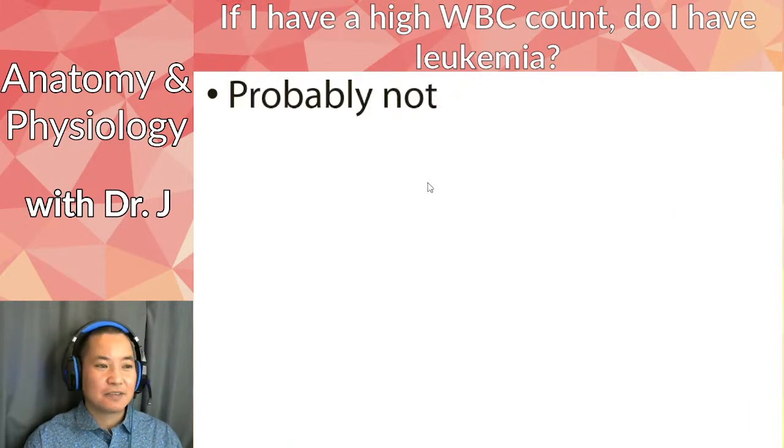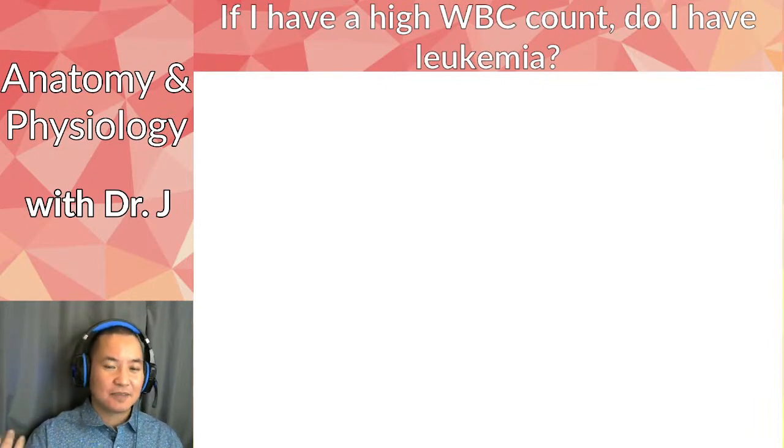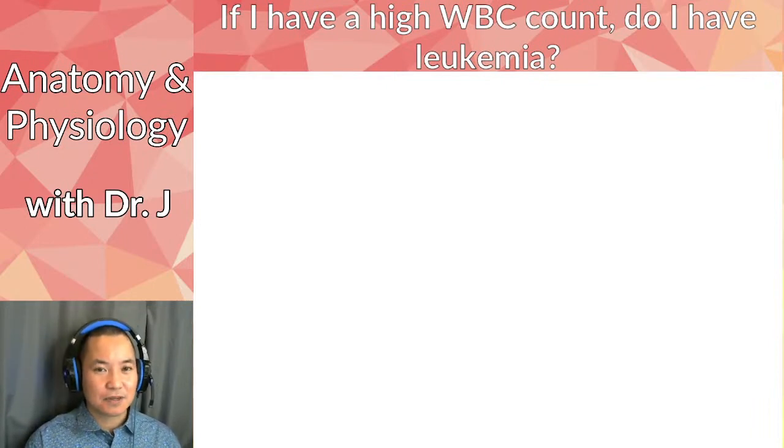Yeah, so if you have a high white blood cell count, does that mean... and this is why they do complete blood counts when they do a blood draw, and you might see that they count the amount of red blood cells, white blood cells, platelets, and you might be like, oh, my blood count says I have a high white blood cell count. Does that mean I have leukemia? Should I consult an oncologist right away?